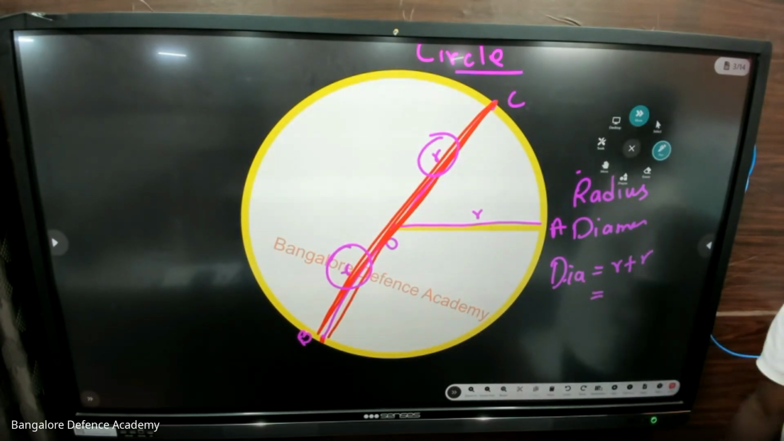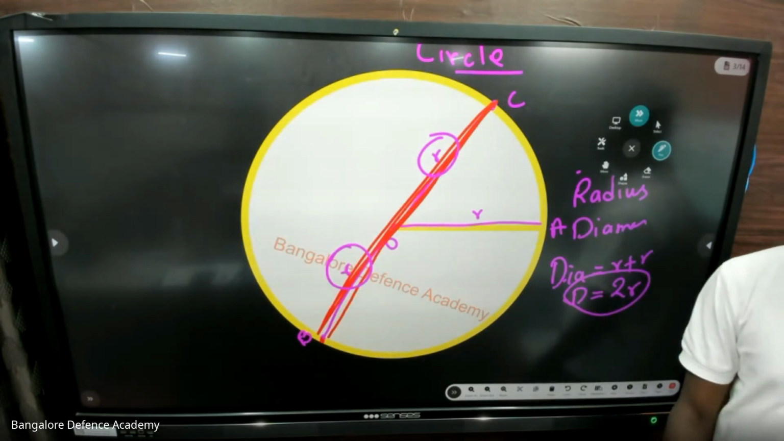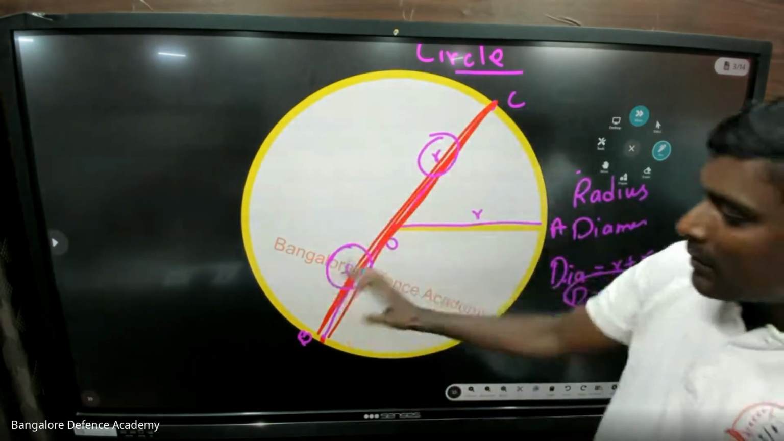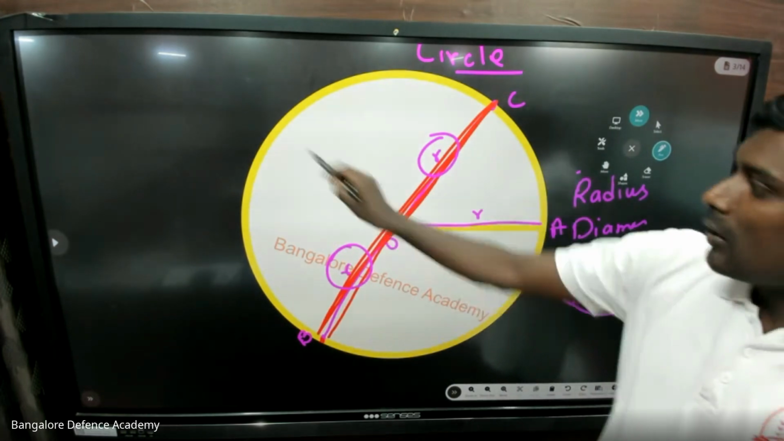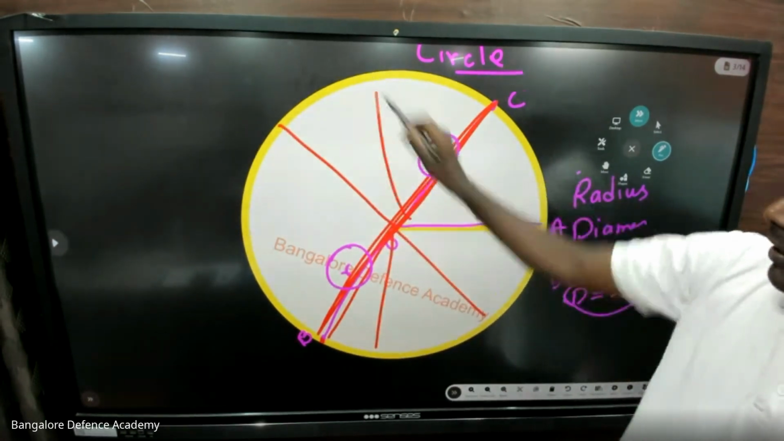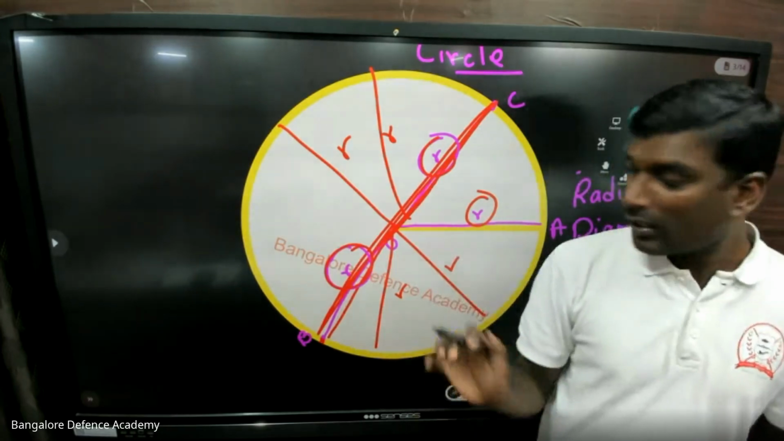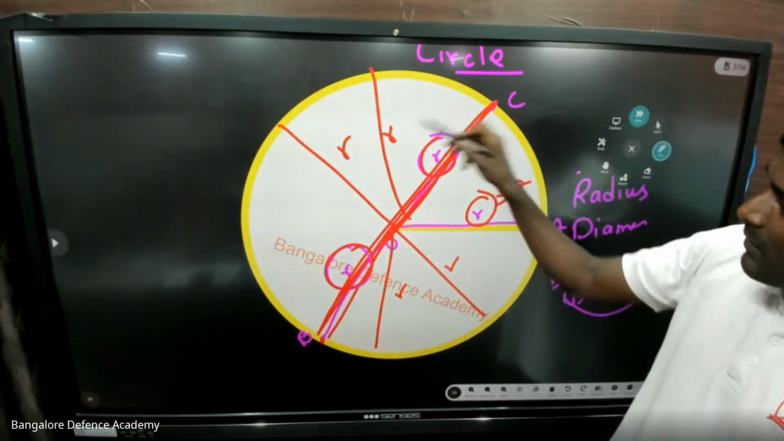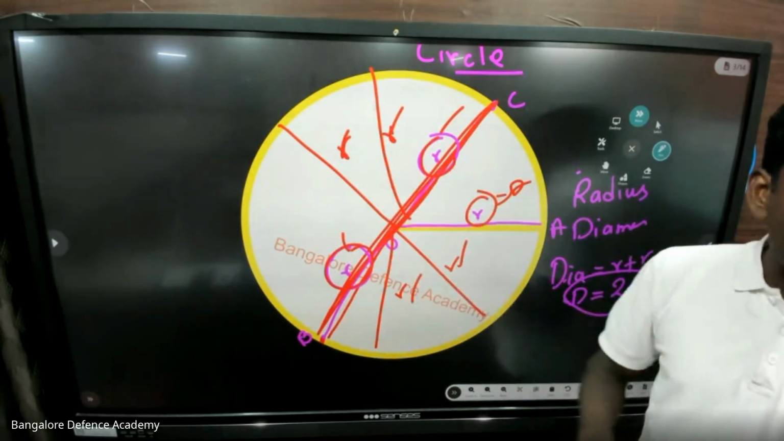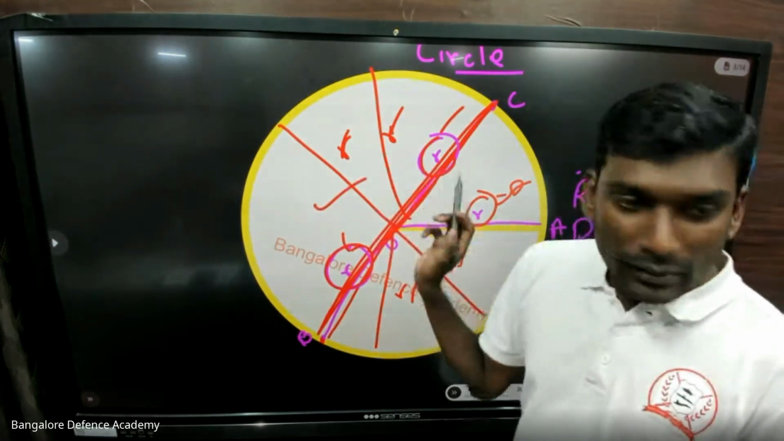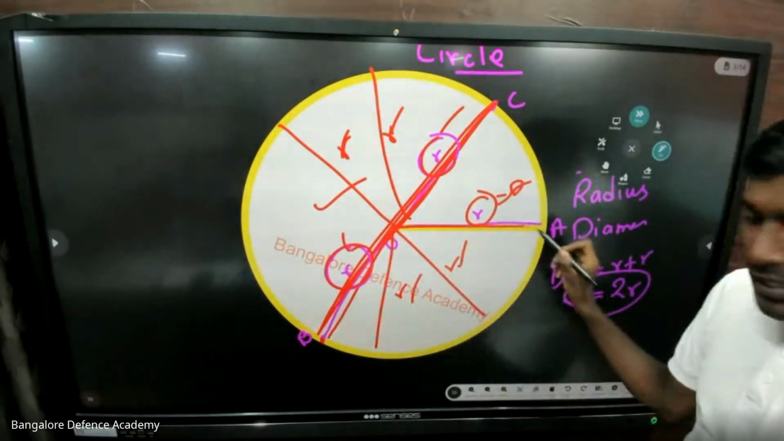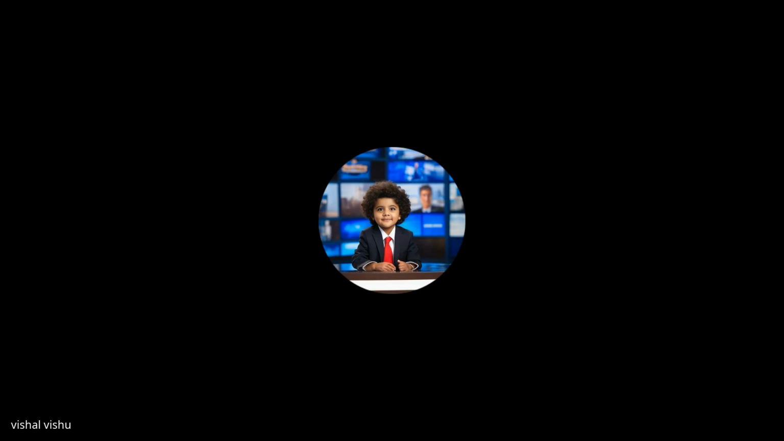What is R plus R? 2R. This is the formula for diameter. So inside the diameter you have two radii. In a circle, if you take any point, all the radii will be equal. If I say this is 7 centimeter, everything will be 7. So this is called a circle. Do you understand what is radius? Yes, sir.